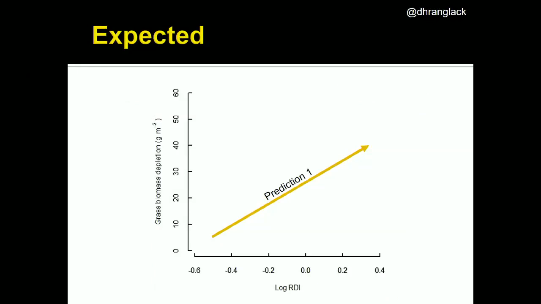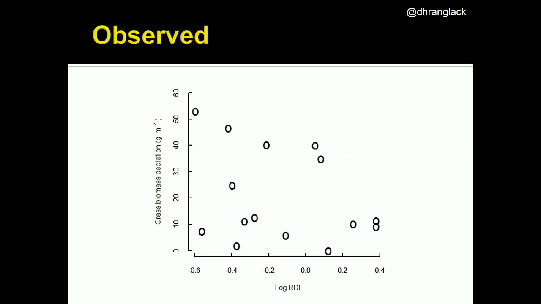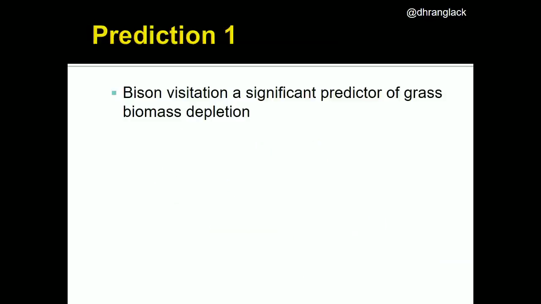So this is what we would predict. As bison use is increasing on our x-axis, we should be seeing an increase in grass biomass depletion. But this is what we actually found. If anything, this is a negative trend, but it's not significant in any way. So there's something else that's really driving the patterns of grass biomass depletion in this system. So we can see that bison visitation is not a good predictor.